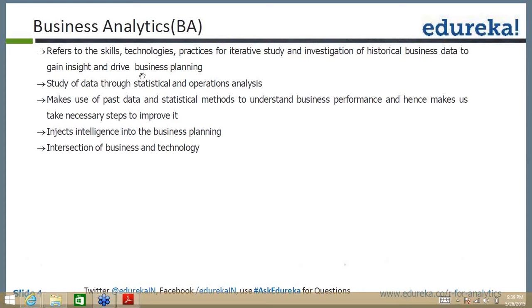So if you look at this, it is the study of data through statistical and operational analysis, making use of past data and statistical methods to understand business performance and make the necessary steps to improve it. And it is an intersection of business and technology, of course, because it is not just technology, right? So it's about extensive domain knowledge as well.